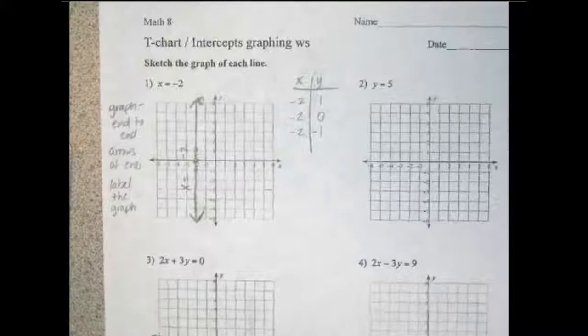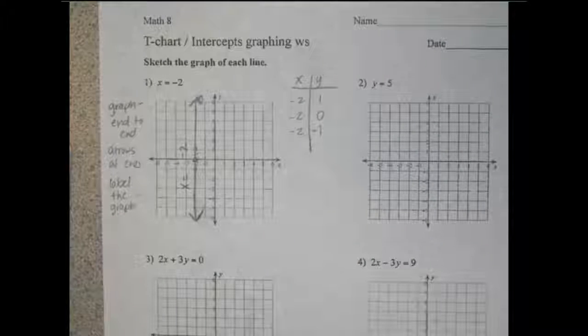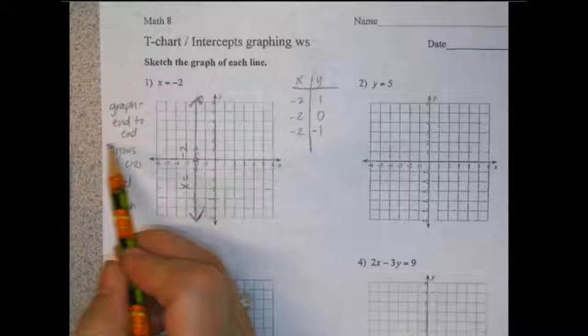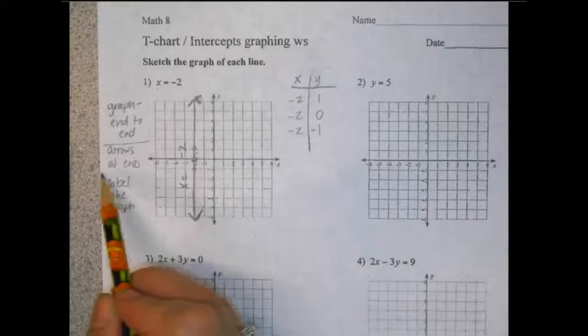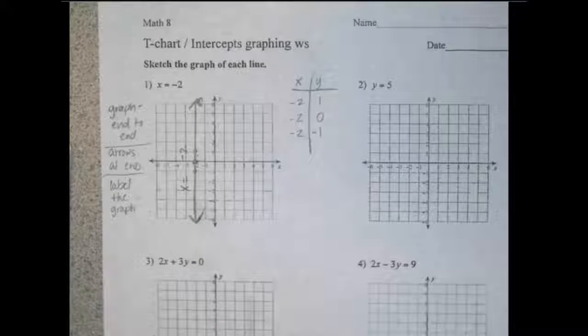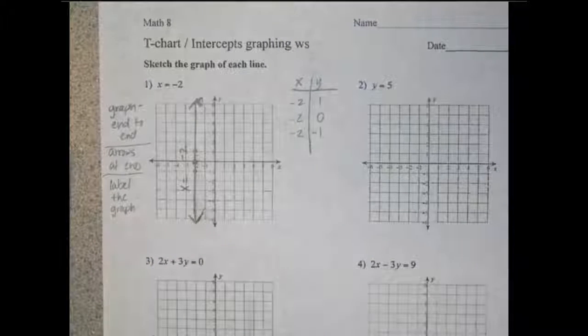Those are the 3 things that I want us to look for when we are graphing the equation of a line. Anytime you graph, these 3 things need to be on there. My graph needs to go end to end. I need to have arrows at either end, and then it needs to be labeled. 3 things that I'm looking for. Make sure you have those copied down in your notes.